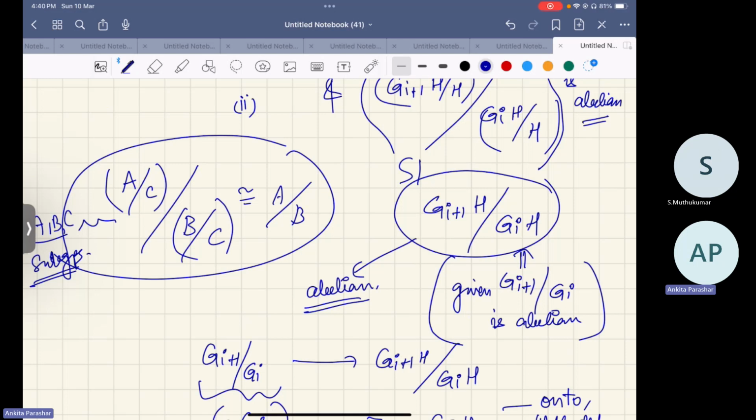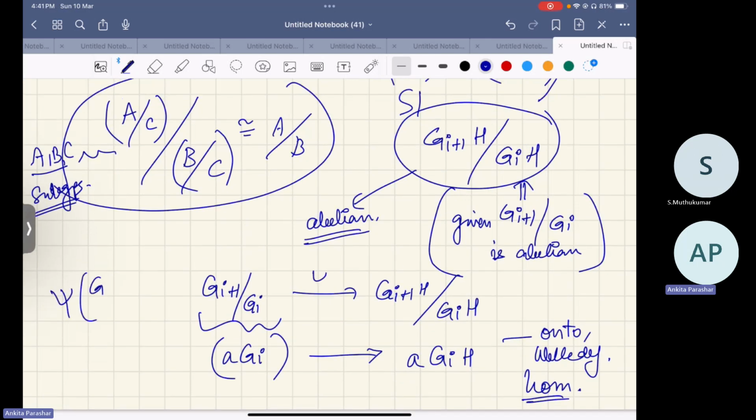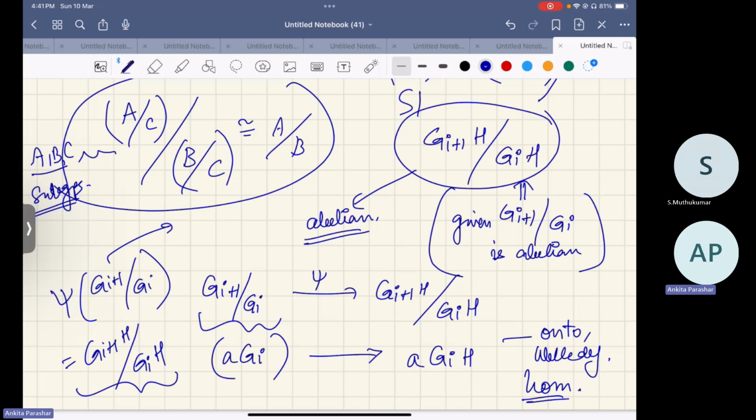Yeah, I think you are right. It has to be both 1 to 1 and onto, I guess. Then we can say psi, this map psi: Gi/Gi+1 is the same as GiH/Gi+1H. I think I'm reversing the direction. Gi+1 by Gi is Gi+1H mod GiH. Yeah, once you have psi to be a bijection, then you know that this is equal. And therefore, if this is abelian, then you know that this is also abelian.